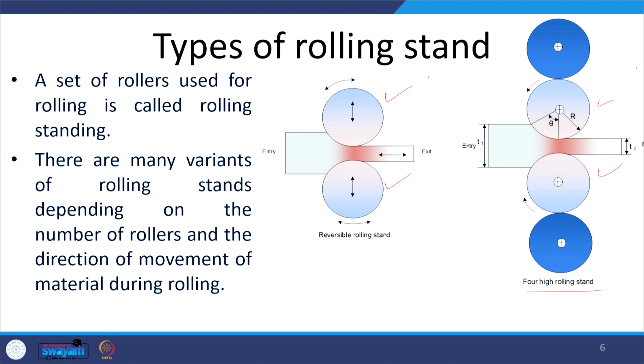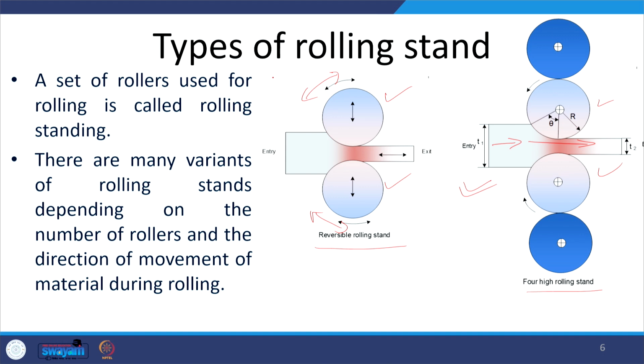This is one way of looking at how many rolls are there in a rolling stand to facilitate the rolling. Then the other aspect is the direction, whether the material is moved just in one direction during the rolling or it is reversible. So, it is also possible that there is a reversible movement, the backward and forward movement is possible through both clockwise and anti-clockwise movement of the rollers. So, it can be just the case where the material which is being rolled is moved in one direction or it is reversed. So, in case of the reversible rolling stand, it will be moved in both directions.